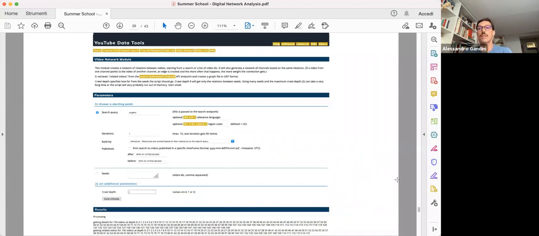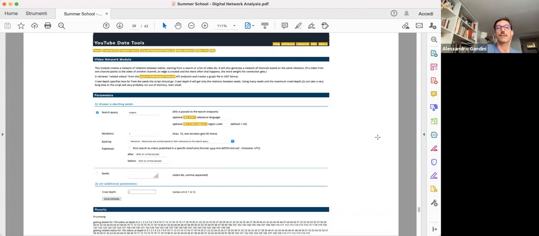Iterations here means that you can make different iterations of calls to the API. Usually I set this not to 10 because my system crashes. If you get to 5, for instance, if the search query is relatively popular, you tend to get already a lot of data. So you don't necessarily have to have 10 to get decent amounts of data.